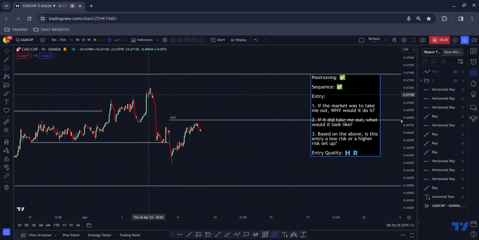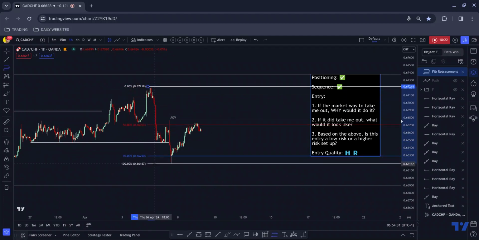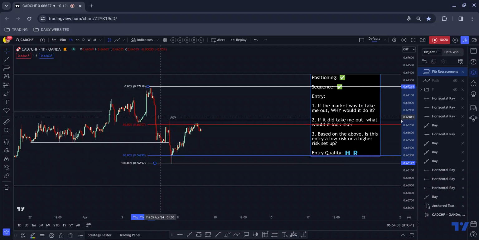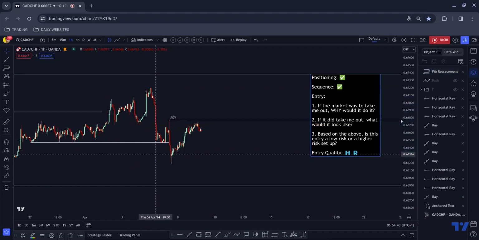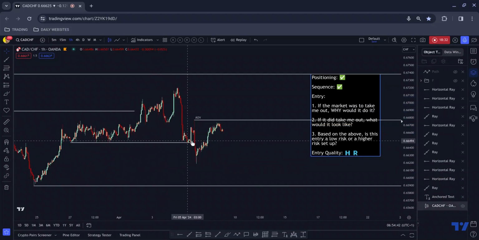We've now pulled back about 60%, but as I've mentioned previously, with more corrective pairs, price does often pull back about 60%. So I'm satisfied that the sequence is fine.